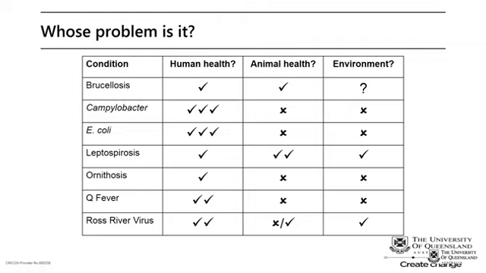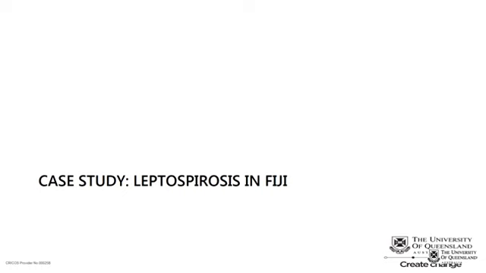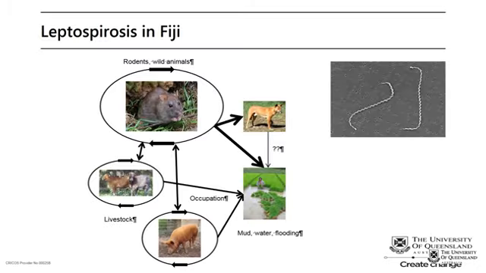When we get to Ross River, it's the same, and so what this table really is about is the conversation problems. So what I want to show you is an example of the process that we've gone through in Fiji to address one of these issues.